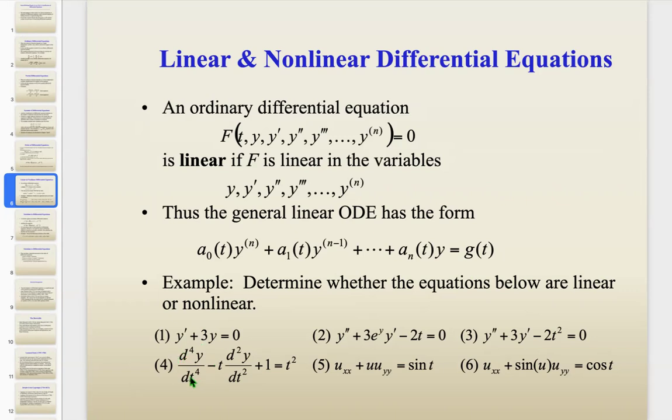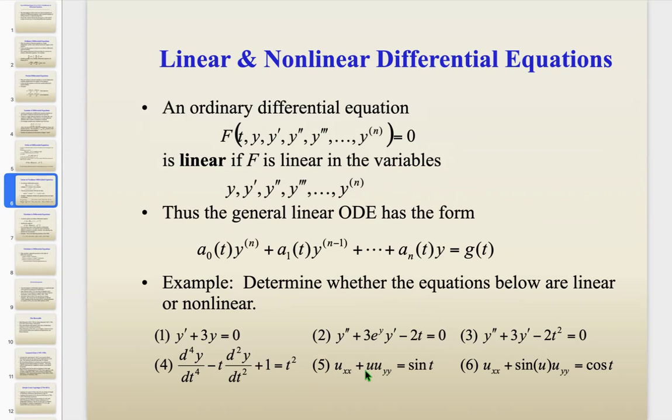Now you look at these other equations. Here you have a fourth derivative of y with respect to t, whose coefficient is 1. That's good. The second derivative of y with respect to t has a coefficient of minus t. That's okay. You have a constant term here, that's 1. That's okay. And an inhomogeneous term, or right-hand side, that g of t is t squared. That only depends on t. That's okay, so that's linear.